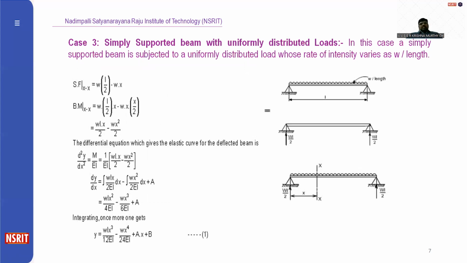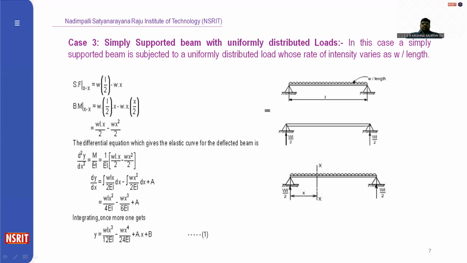I'll go with case 3, simply supported beam with UDL. We all know that a simply supported beam will have two reactions. Okay, like this is the schematic diagram. First, in order to find the reaction forces, as it is uniformly distributed, wL by 2, wL by 2. Now let us take a point x from the left end. Shear force will be wL by 2 minus wx. Bending moment will be wLx by 2 minus wx square by 2.